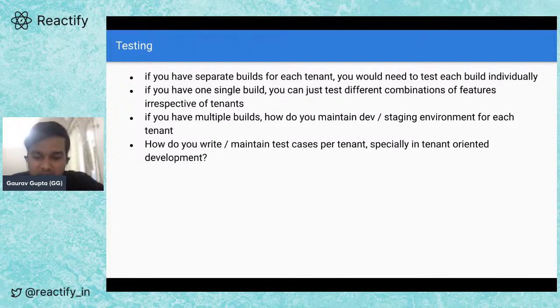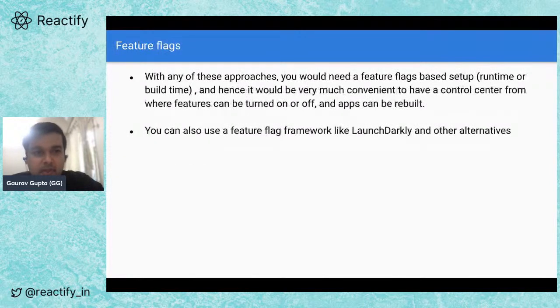Or in case of code base, how do you make sure that you can write or maintain test cases per tenant, because it is a single code base? If it is a feature oriented code base, then you probably do not need to write tenant specific test cases. But if it is a tenant oriented code base, then you need to have test cases per tenant. So how do you write them in code?